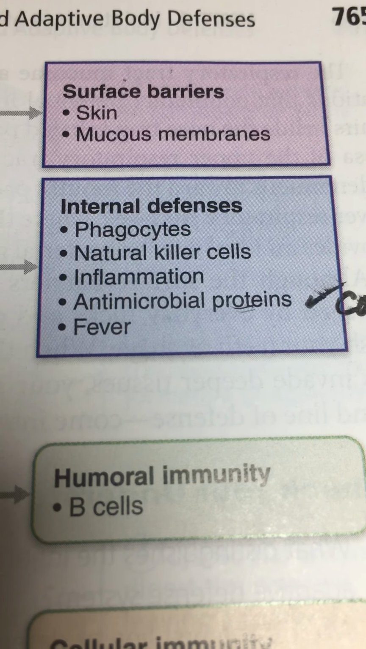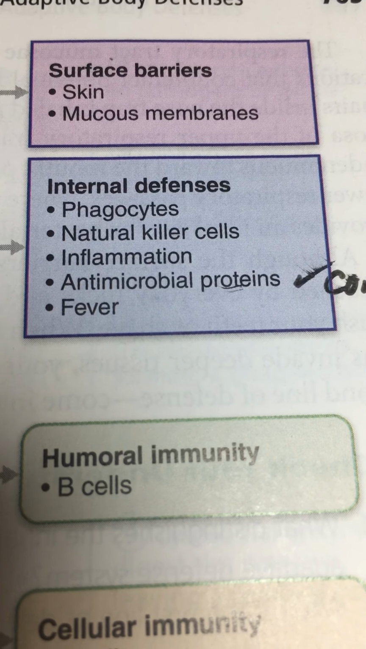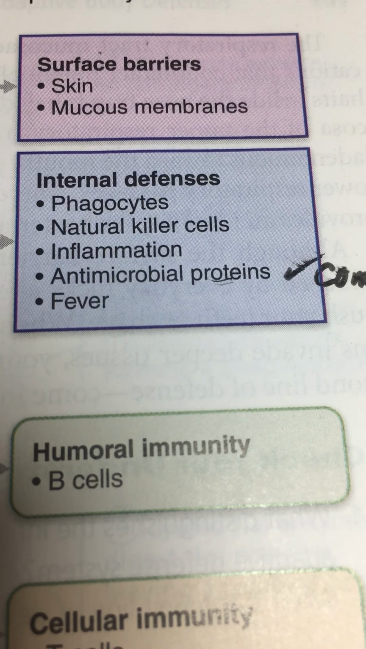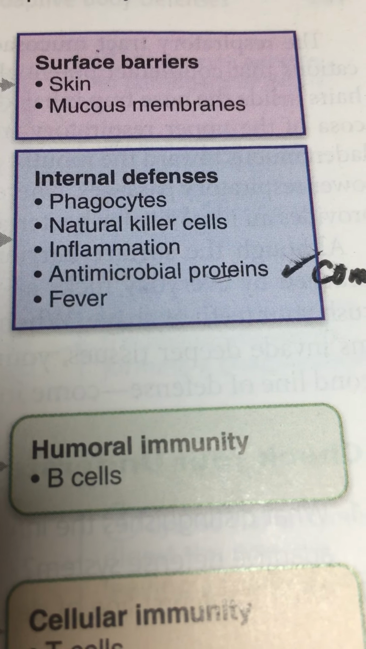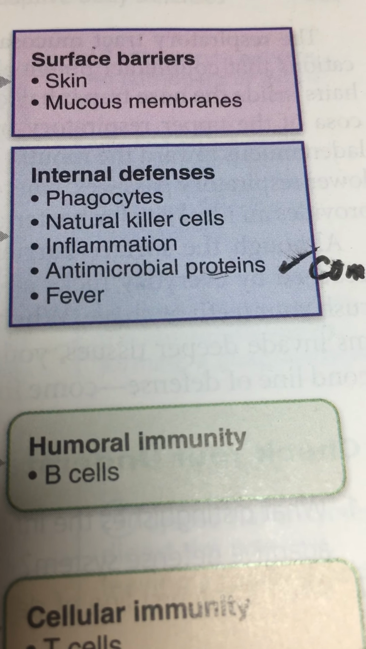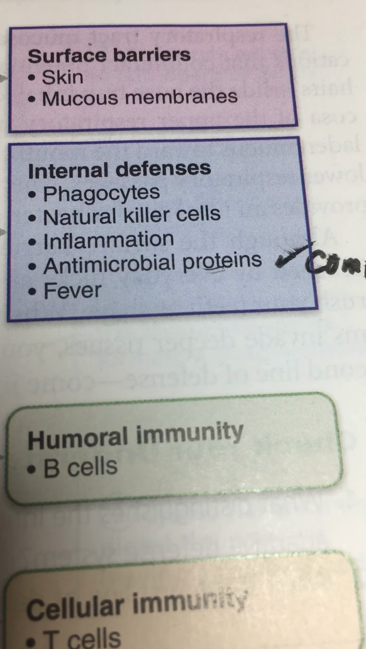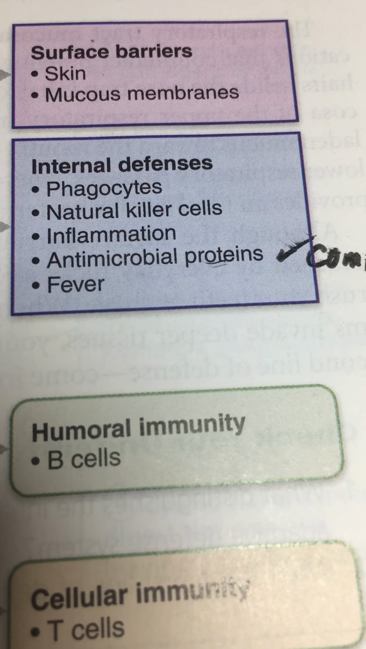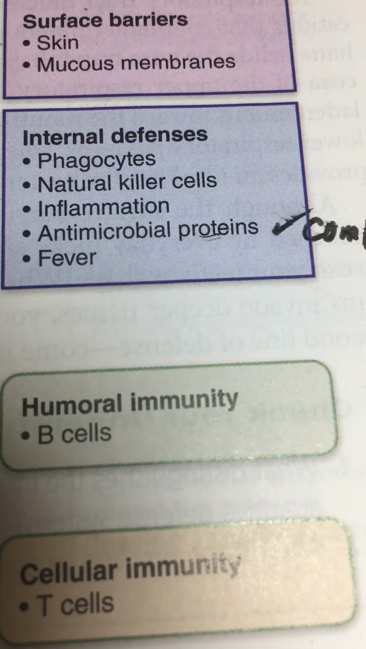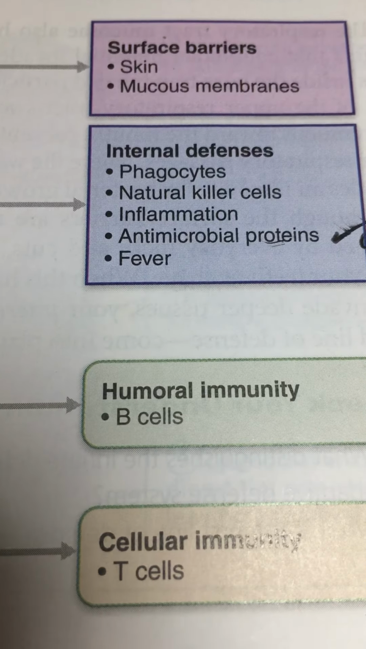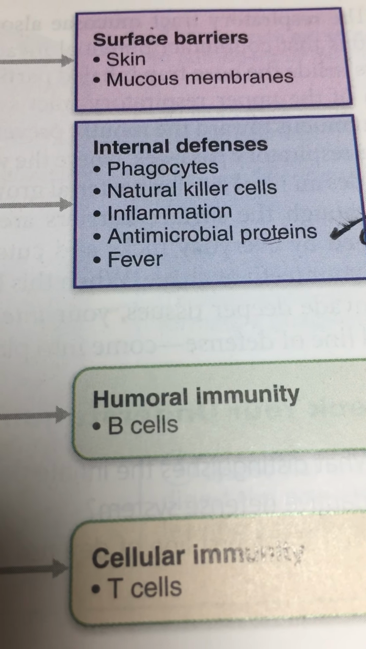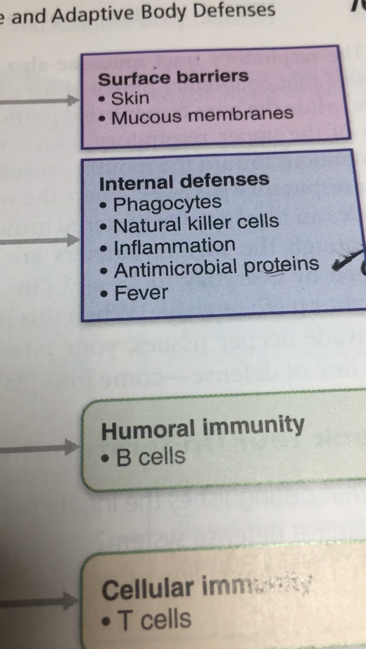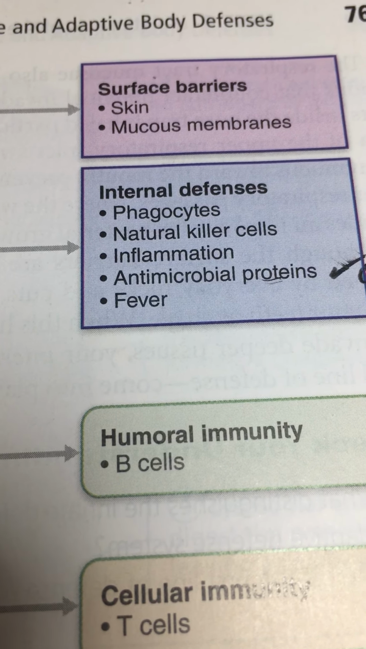Then we have internal defenses, phagocytes, specifically neutrophils and macrophages. We have also these special natural killer cells, which we'll talk about, very similar to a type of T cell that we'll study. We have inflammation. We have special proteins like complement. We have fever. Somebody asked me, what's the point of fever? And I wrote a little article about that in your recent emails.